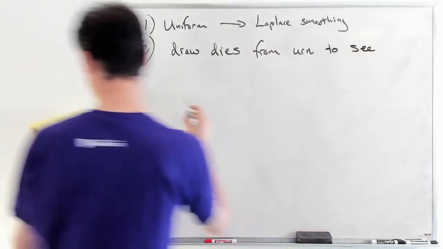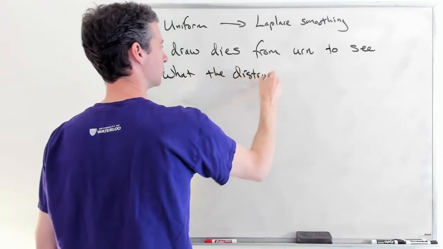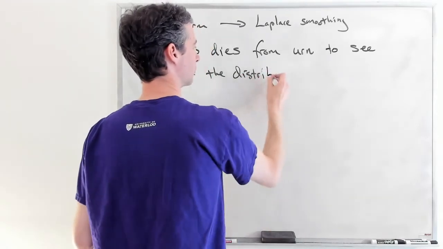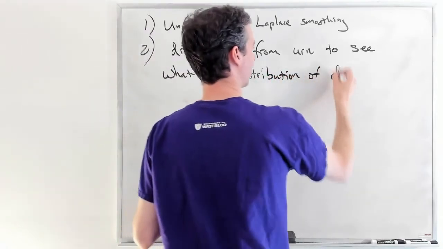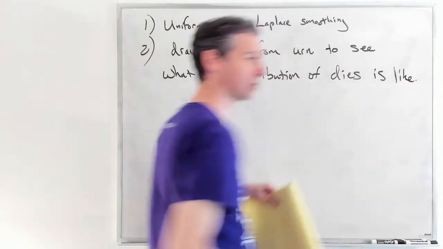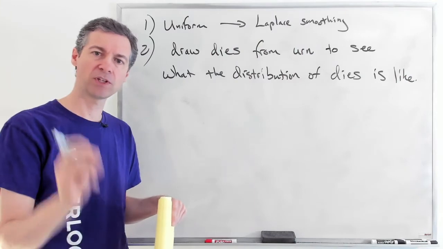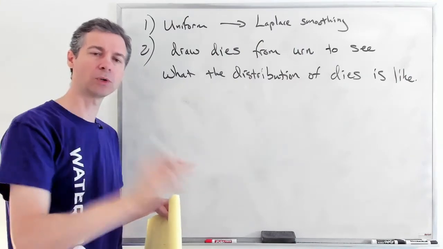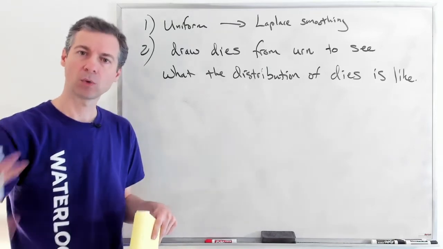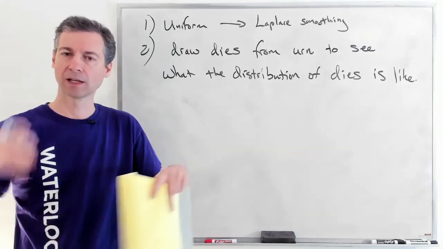to see what the distribution of dice is like. Okay? And so you're not sampling an individual die and rolling one individual die. You're sampling from the space of dice. It's like, what are the possible dice that I could get? Do they tend to be like this or do they tend to be like that?